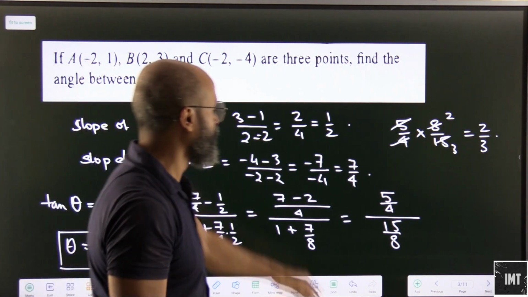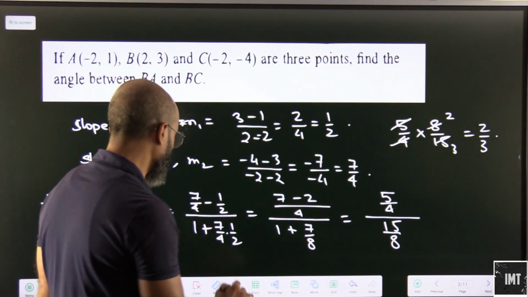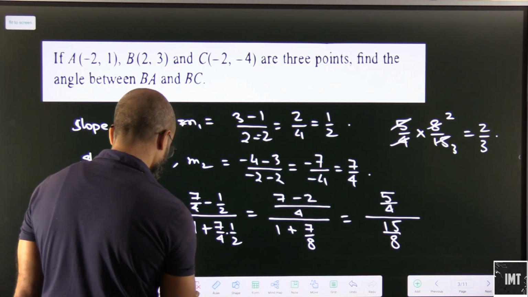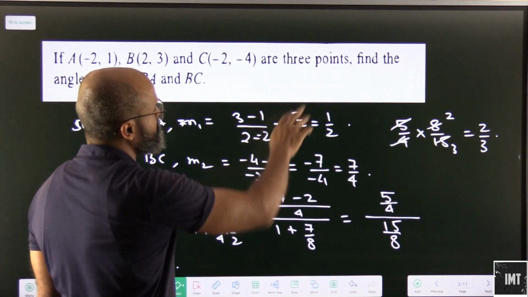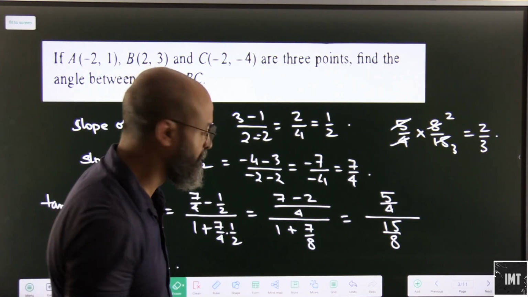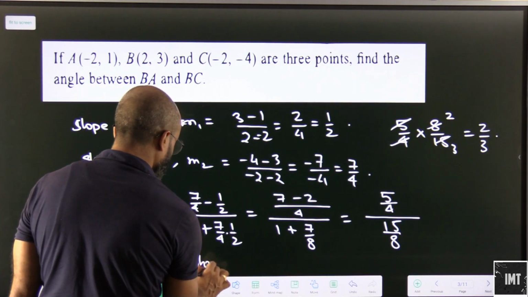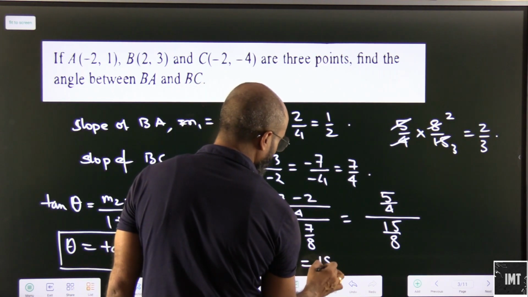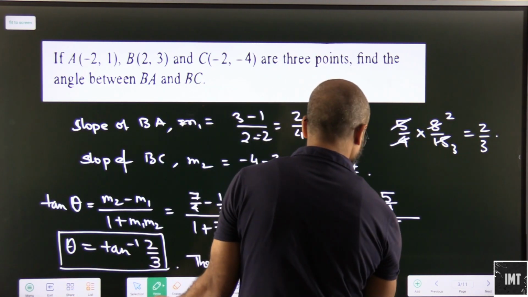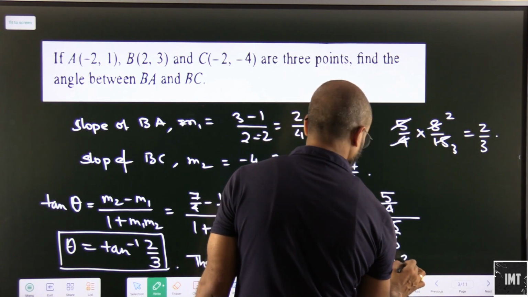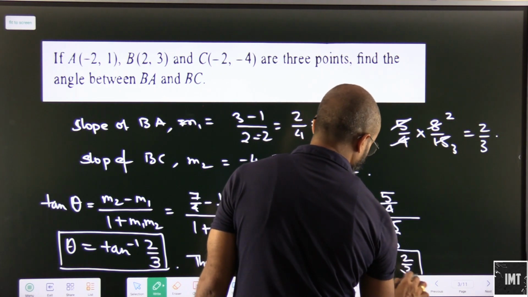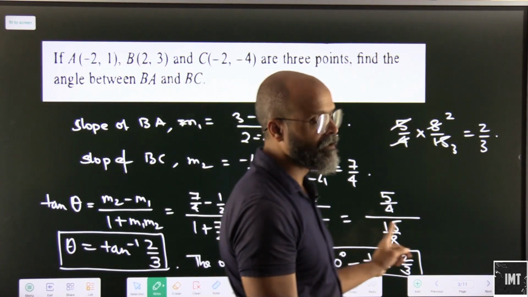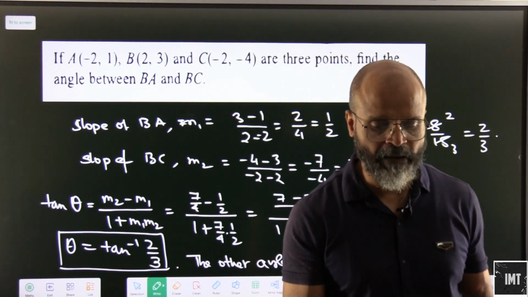Okay, now this is basically the acute angle. How about the obtuse angle, the other angle? We can say one angle is this much. What will be the other angle? Because here it is not specifically mentioned what angle they are talking about. So the other angle between the lines will be 180 minus, or pi minus, tan inverse of 2 by 3. So these are the two angles that would be there between the lines. One is tan inverse of 2 by 3 and the other one will be 180 minus tan inverse of 2 by 3. Okay.